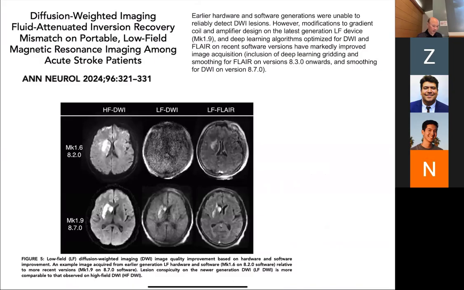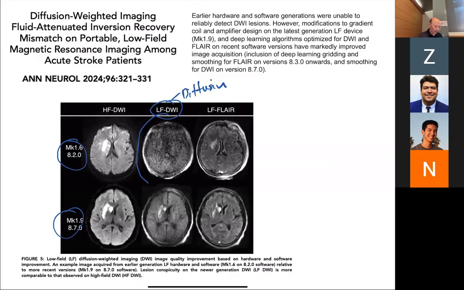This is just showing, I think also from Hyperfine, how things improve with software. This is version 1.6 of their software and version 1.9 of their software. You can see here, DWI stands for diffusion weighted, right? So that's using what we talked about last time.